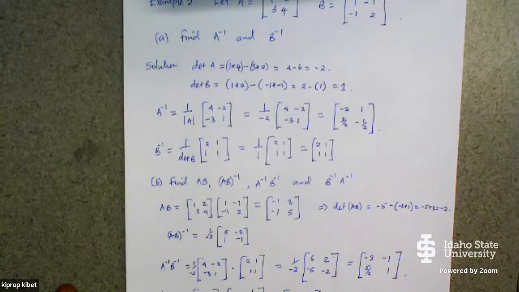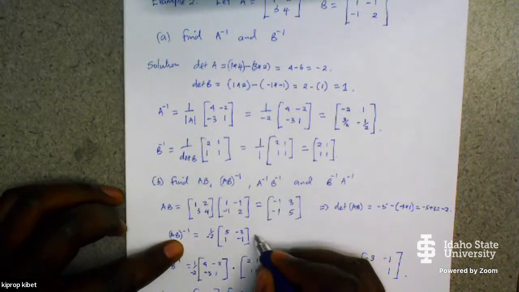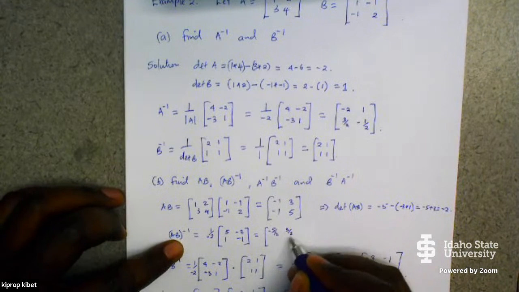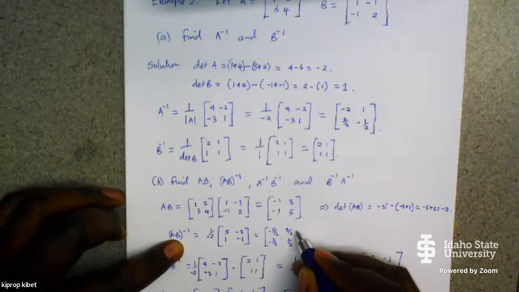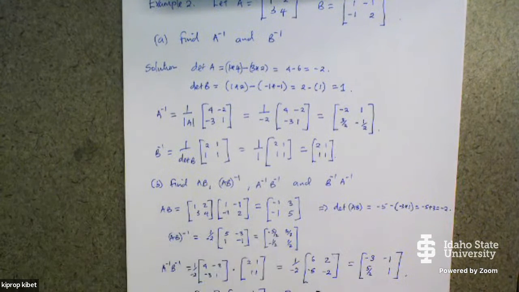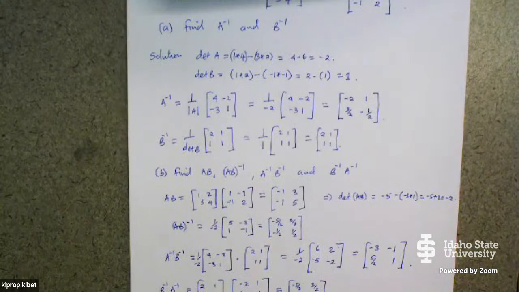This B inverse A inverse is similar to this, and this can be what? Minus 5 over 2, 3 over 2, 1 over 2, minus here, and then 1 over 2. It should be similar to this, and they are similar. Okay. We'll see a theorem of that.